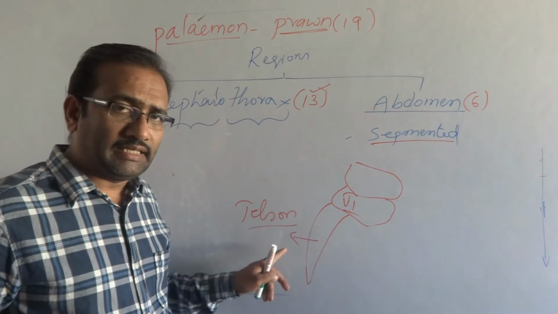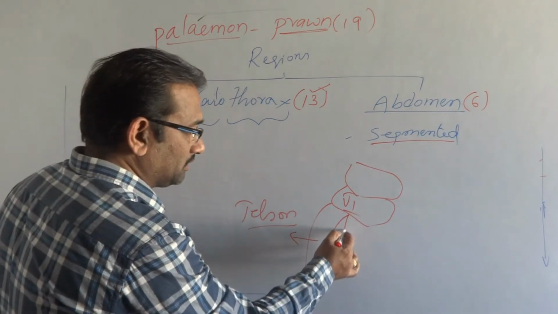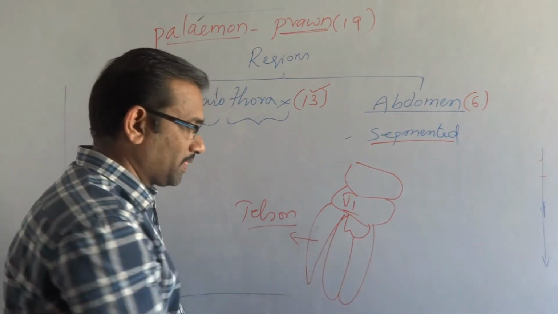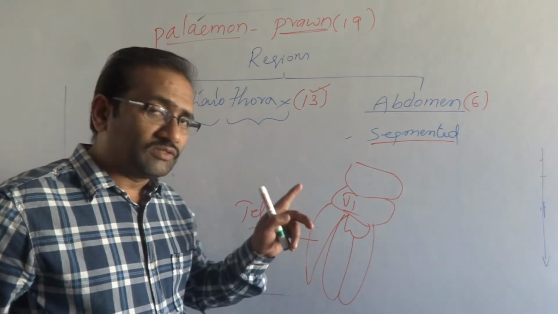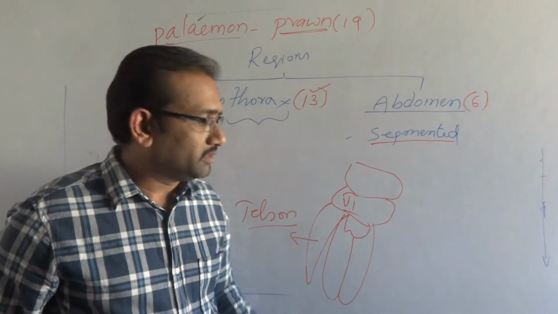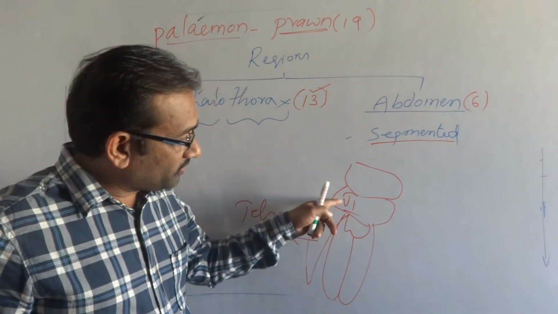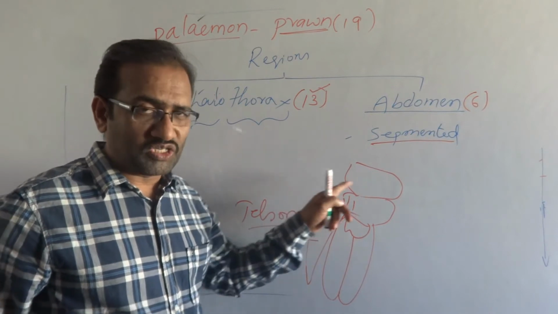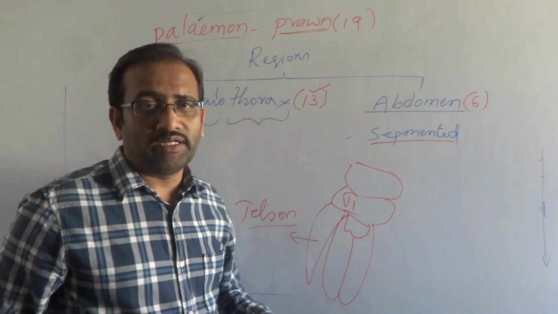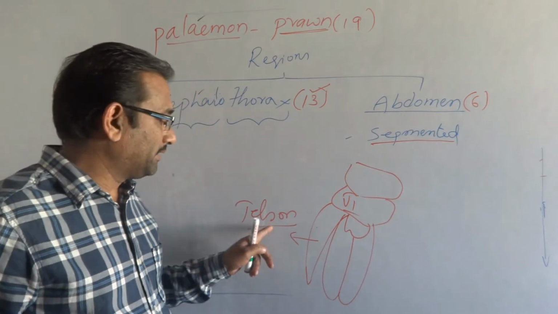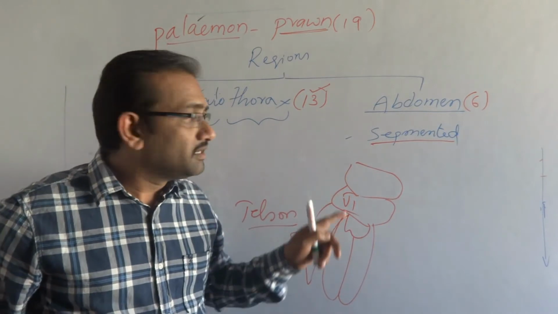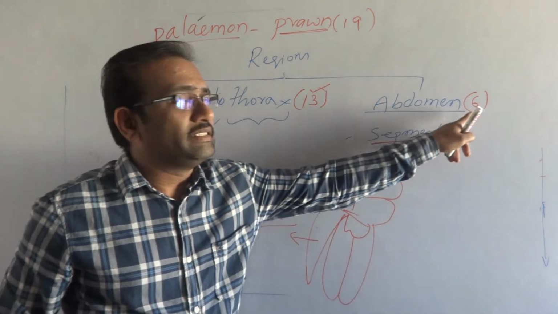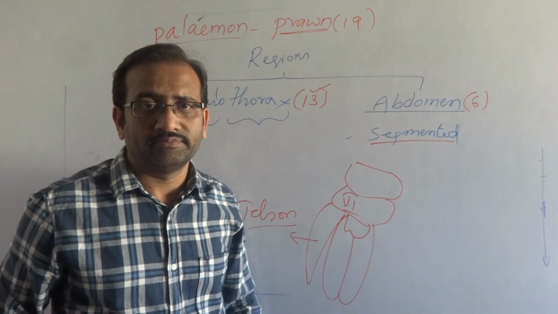After the 6th segment there is a telson, and before the telson there are uropods also. But the telson is not considered as a segment because it originates after the segment completion. That is called post-segmental origin. That's why the telson is not considered as a segment. So the total abdominal segments are 6 segments only.